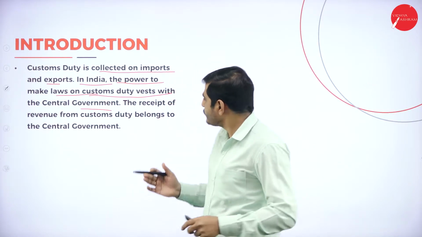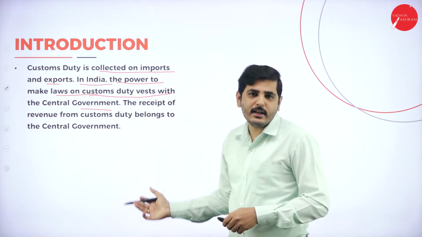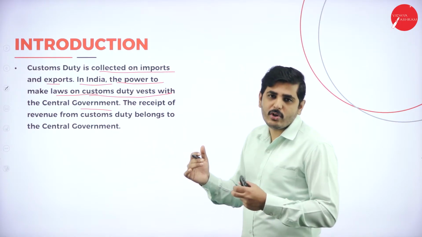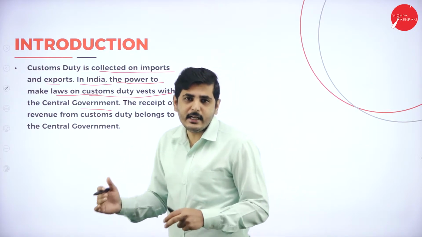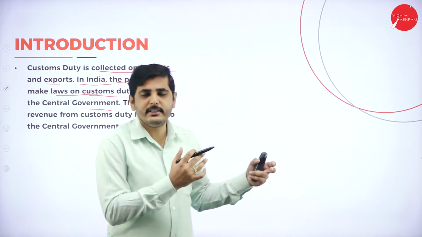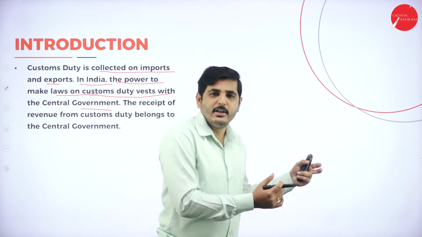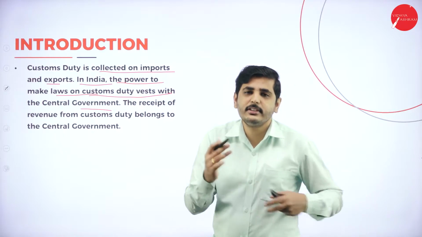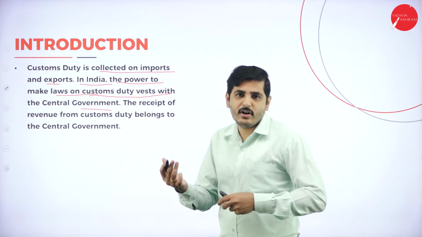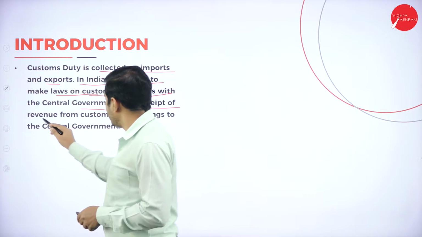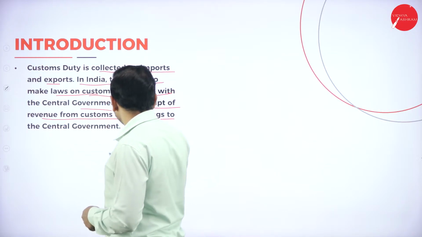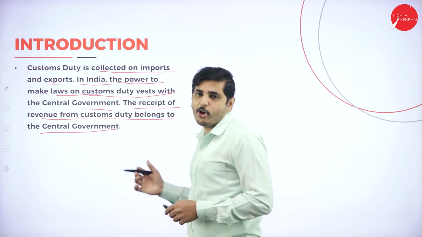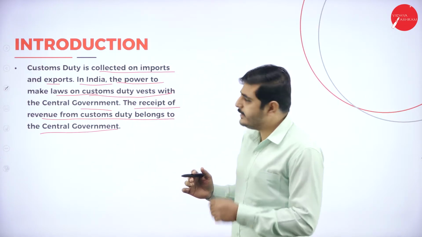There are so many types of custom duty. Under custom duty, basic custom duty is there, IGST (integrated GST), countervailing duty and anti-dumping duty. So many types of duty are there, and also cess is available, the social welfare charges. Earlier we were calculating the cess. Cess means tax on tax. The receipt of revenue from the custom duty belongs to the central government and is utilized by the central government only. It will not be shared with state governments.